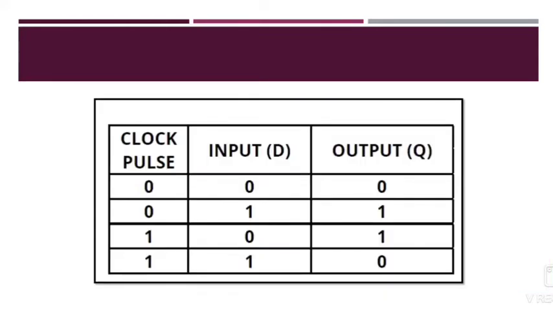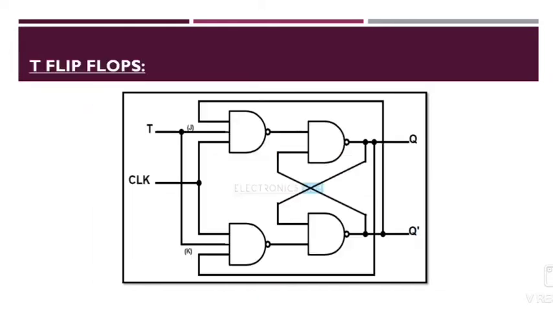Clock pulse, input D, output Q. When input is 0, output is 0. When input is 1, output is also 1. When input is 0, output is 1. When input is 1, output is 0.